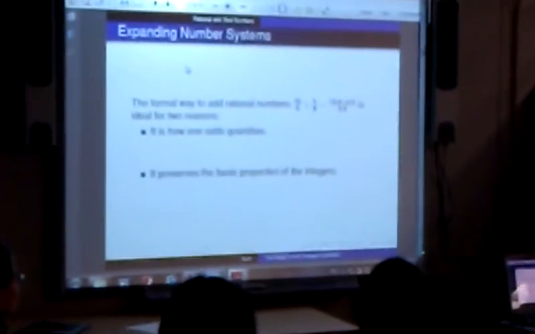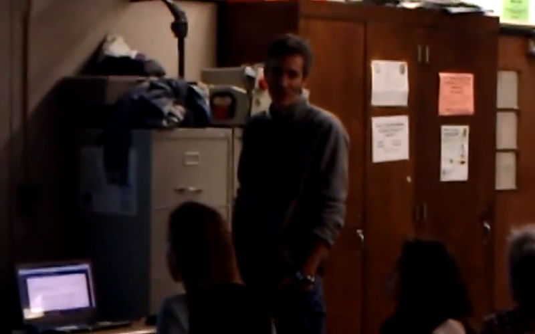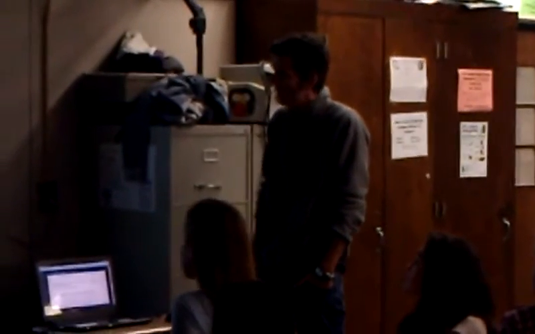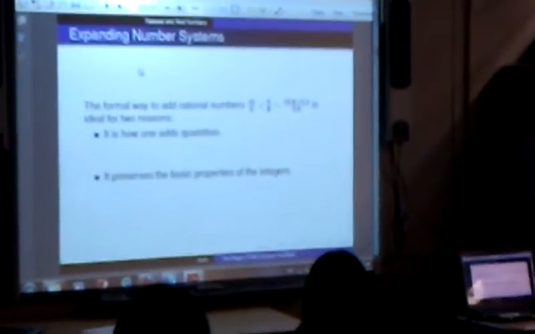The normal way to add two rational numbers, which everyone knows how to do: you find a common denominator, then you add the numerators. But it seems like a very strange thing to do when you're in middle school. If you don't ask questions, you just go ahead and do it. And the reasons for doing it are two.